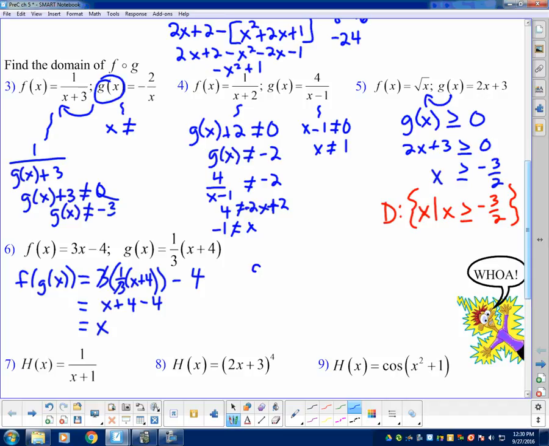So let's try it the other way. G composed with f of x. So in this case, I'm going to take the g of x function, and I'm going to replace x with 3x minus 4.